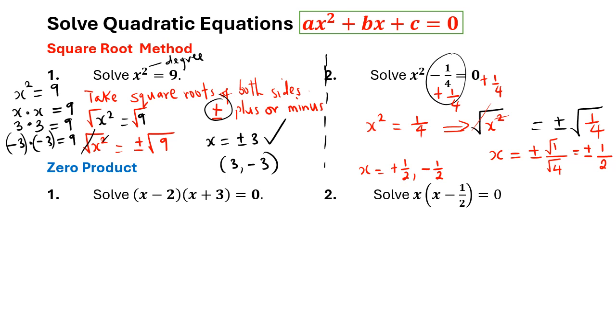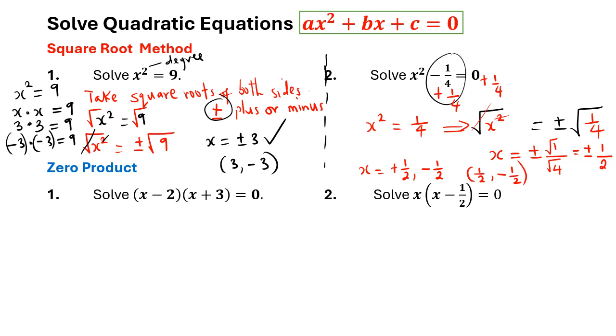So which means that your solution set will be that. So x equal to 1 over 2 or negative 1 over 2. And we can always check these results to make sure that it satisfies the original equation.